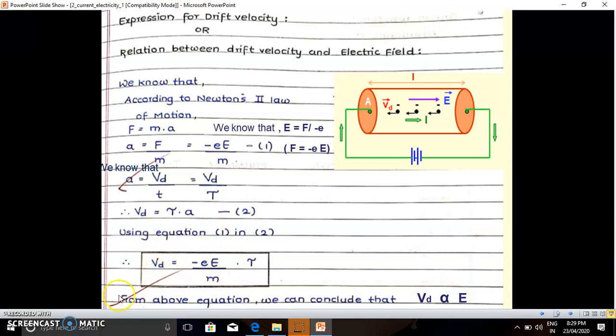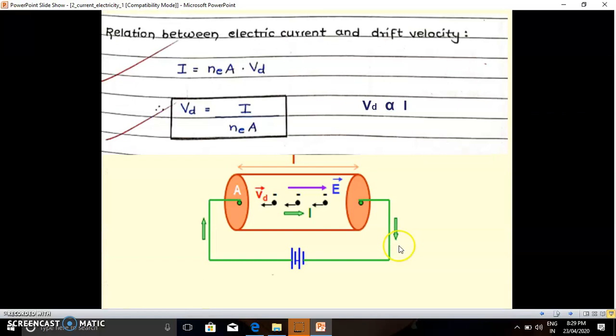From this it is very clear that at constant relaxation time, charge on the electron and mass of the electron, drift velocity is directly proportional to the electric field. That means if you want to increase the drift velocity, the constant velocity of the electron, then we simply have to increase the electric field. If you increase the electric field, the drift velocity will also increase. Hope you understood.